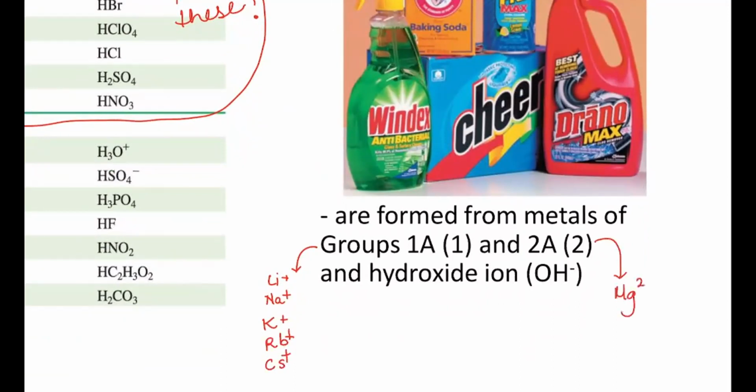The members of 2A that, if they're paired with hydroxide, make a strong base include magnesium, calcium, strontium, barium. So again, if you see any of these cations with hydroxide, then we are talking about a strong base.